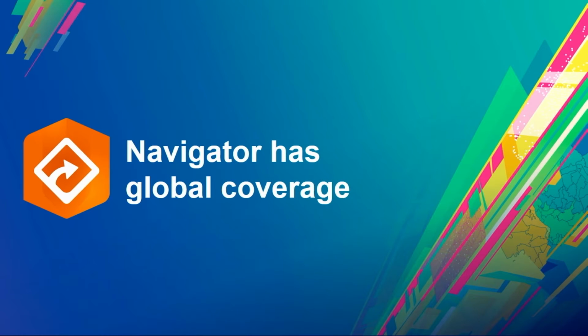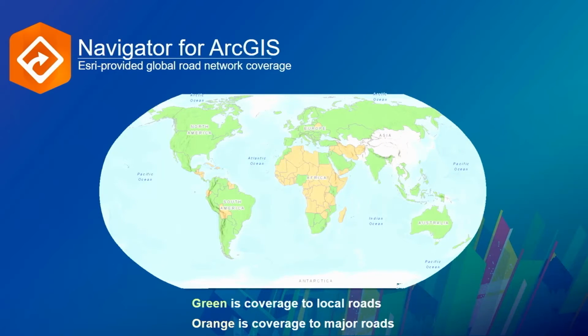Getting into some of the details about Navigator, the prepackaged files that are available to you once you have a Navigator license have global coverage. If you can see this map that I've got up here, countries that are in green have coverage to local roads. That's really good coverage, down to very small level roads. You have those in North America, most of South America, a lot of Europe, Australia. Those are the best coverage options that you have.